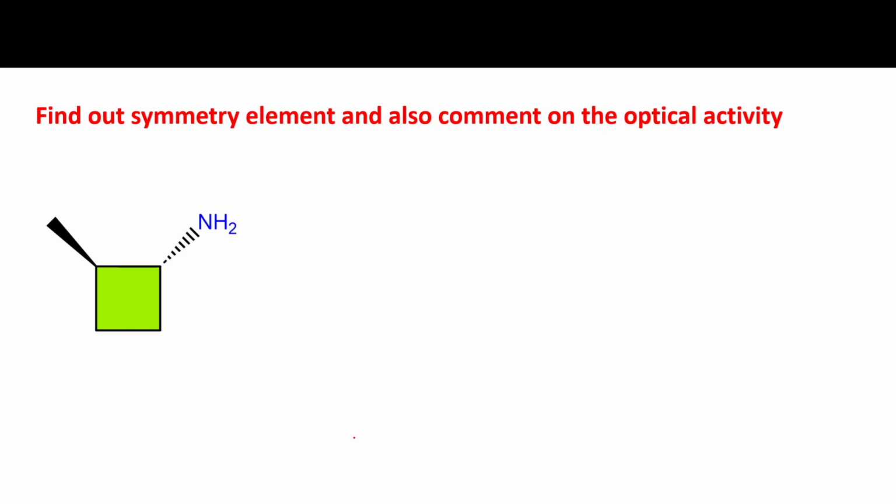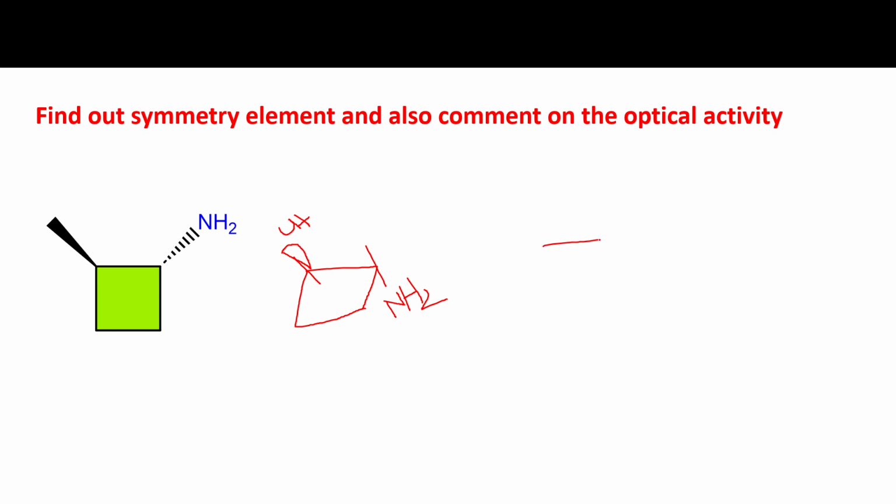Now the next case: if you replace one methyl with another group, then what will happen? Then there will be no sigma plane, even in the cis or trans cases. So if you take one as your methyl and one as your amine, there will be no sigma plane and no C2 axis present. So the molecule will be optically active.